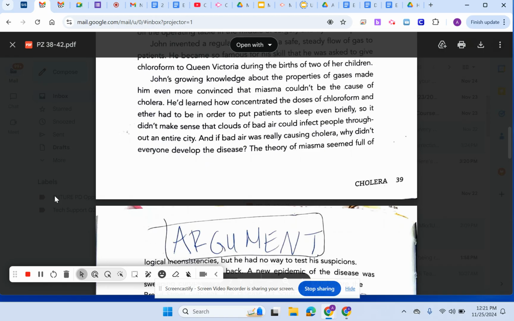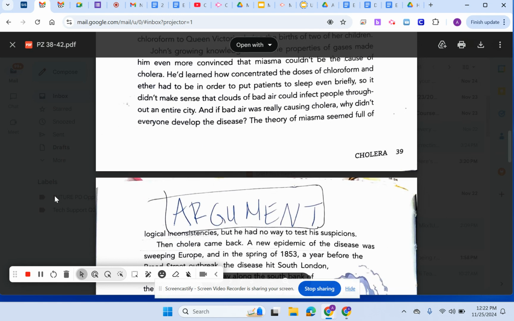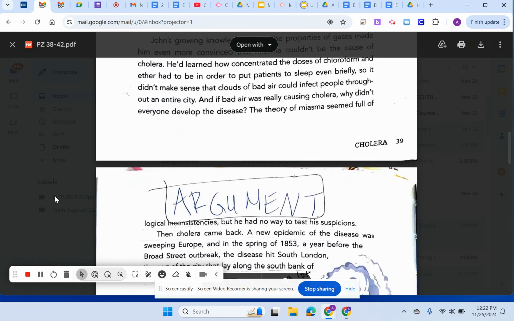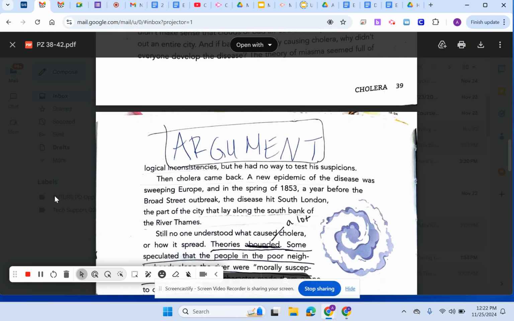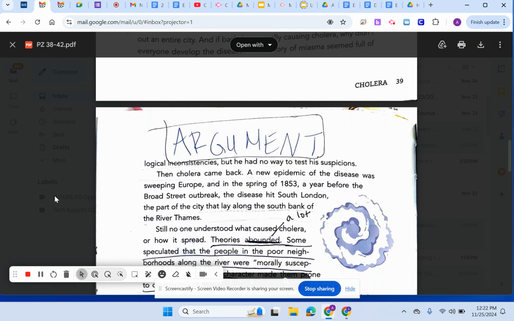John's growing knowledge about the properties of gases made him even more convinced that miasma couldn't be the cause of cholera. He learned how concentrated the dose of chloroform and ether had to be in order to put patients to sleep, even briefly. So it didn't make sense that clouds of bad air could infect people throughout an entire city. And if bad air was really causing cholera, why didn't everyone develop the disease? The theory of miasma seemed full of logical inconsistencies, but he had no way to test his suspicions.